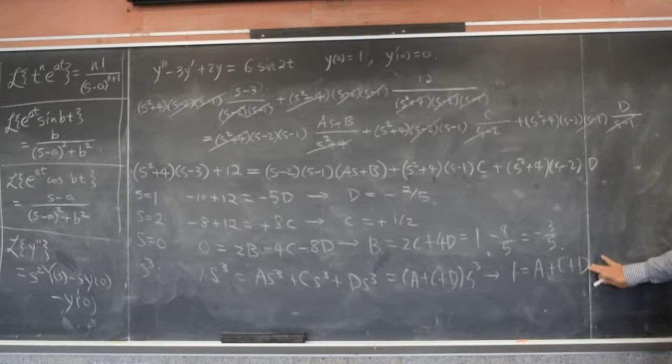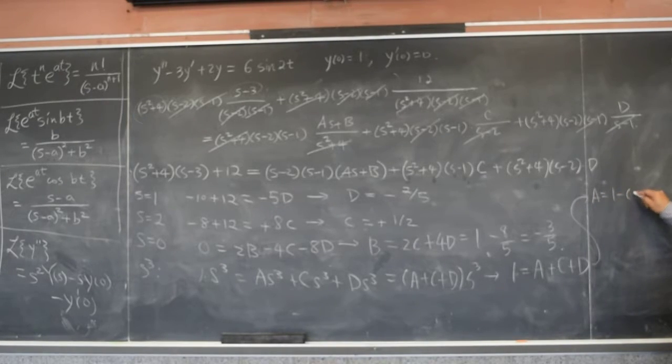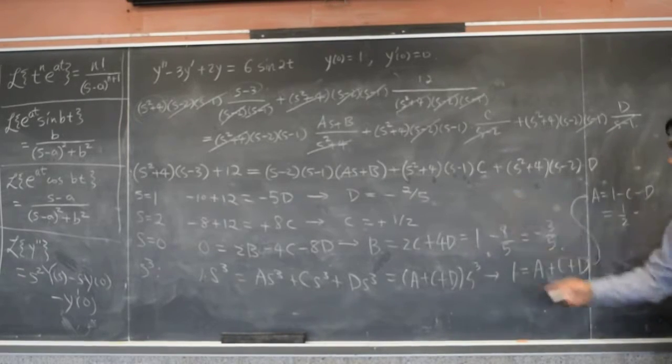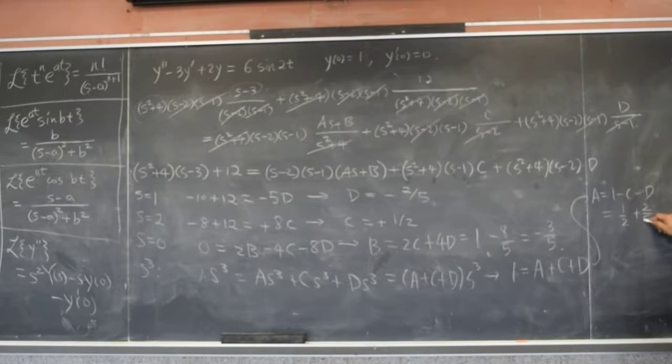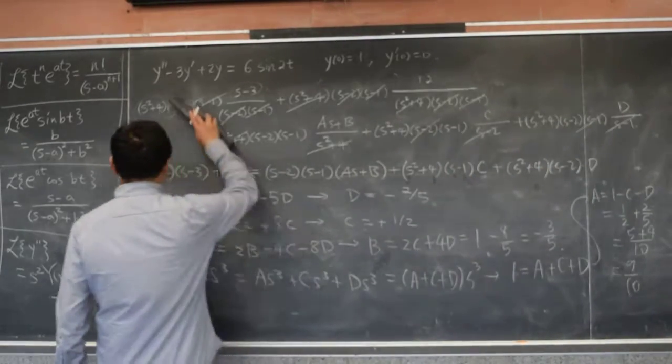Which means that, let's see, what's A? A is 1 minus c minus d. 1 minus 1/2 is 1/2. Minus negative 2/5 is plus 2/5. So over 10, this is 5 plus 4 over 10. So 5 plus 4, so it's 9 over 10. So that's your A. A is 9 over 10. Okay? All right, good. So what did we just figure out?